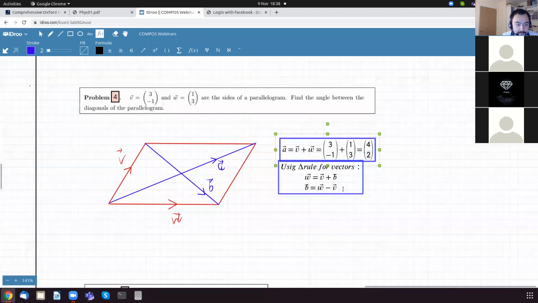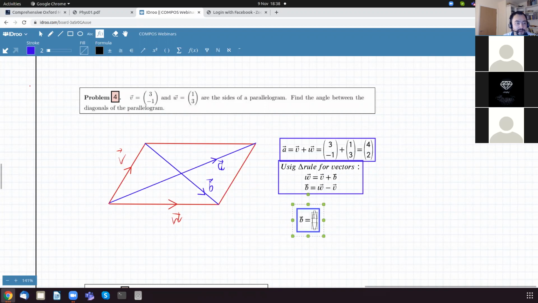And B, of course, I'll write it separately. B is, so it's W minus V, so 1 minus 3, so minus 2. Minus 2, and 3 minus 1, minus 2, 4. Okay, so minus 2, 4, and 4, 2.